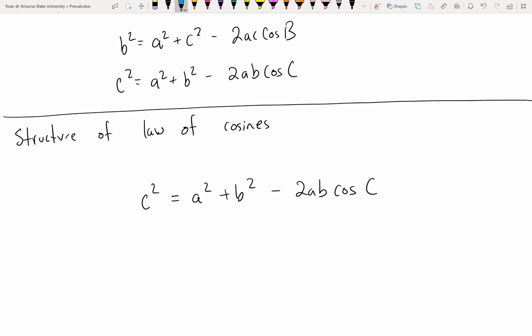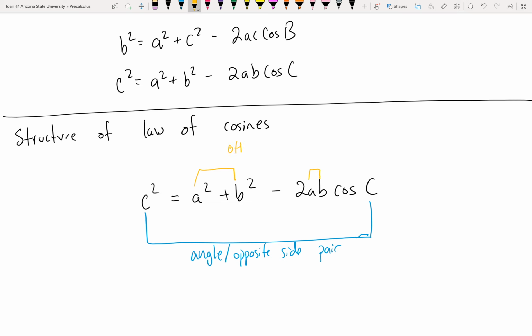You notice how in the law of cosines you always have one side length squared by himself. Well, this side length will always be opposite the angle of the cosine that you use. So this guy right here will always be an angle opposite side pair. Whatever angle you use, or whatever side length is by himself, will always be paired with each other. And that simply means the other variables that are used are simply the other two sides.